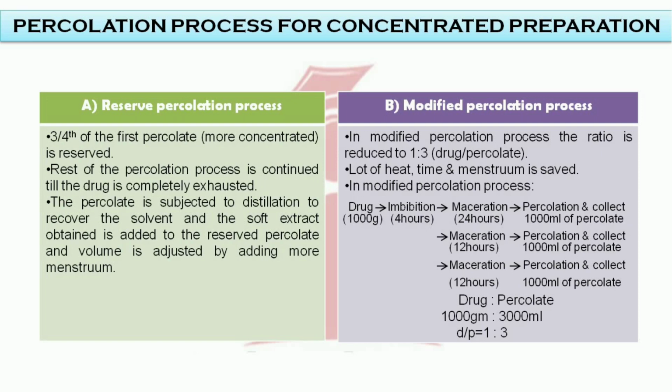In modified percolation process, the process is as follows. If, say, 1000 gram of drug is taken, imbibition is done for 4 hours, then maceration for 24 hours to collect 1000 ml of percolate. Again maceration is done for 12 hours, and again 1000 ml of percolate is collected, and for the third time maceration is done for 12 hours more, and 1000 ml of percolate is collected. Thus finally the drug to percolate ratio becomes 1000 gram to 3000 ml, that is 1:3.